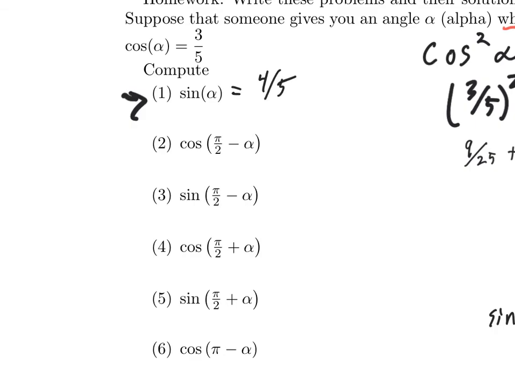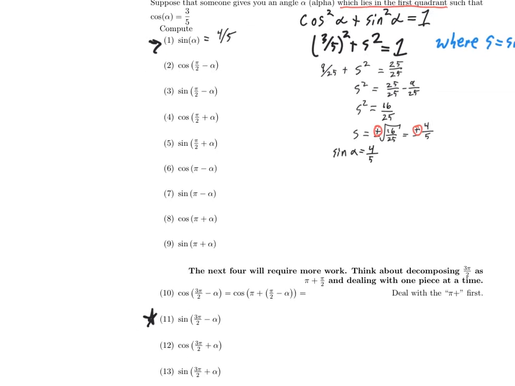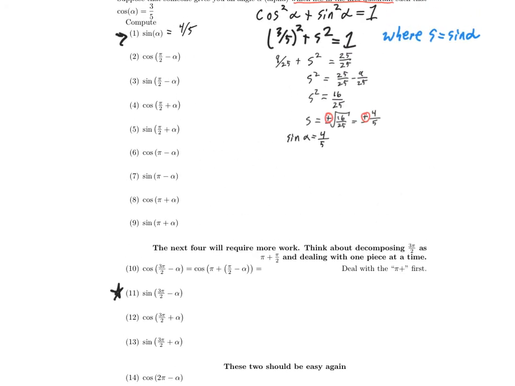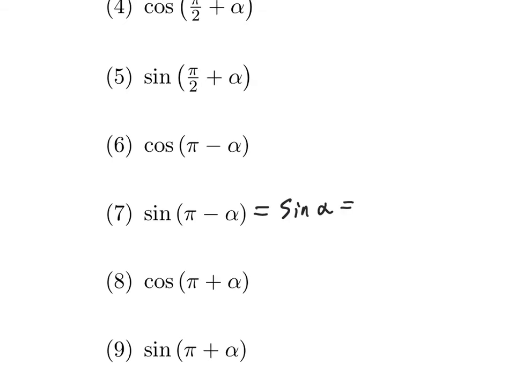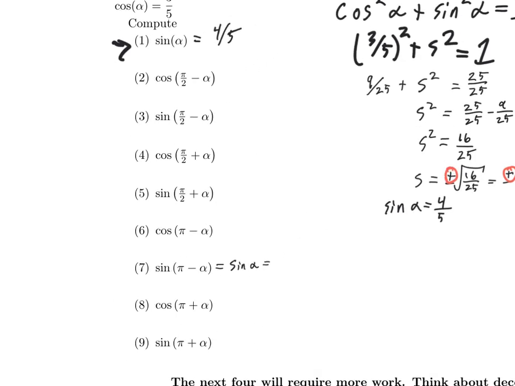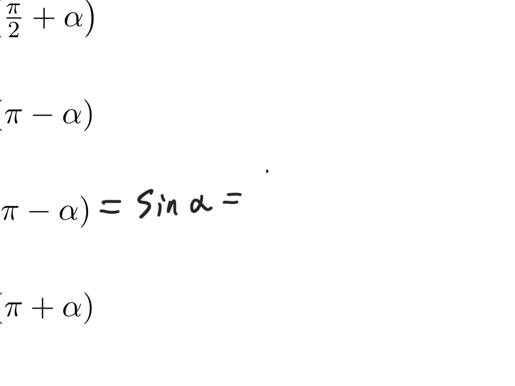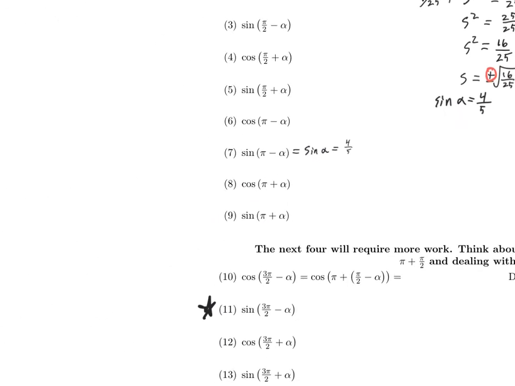To do most of these problems, it's just a matter of appealing to some of the results that we've done in the notes already. If you want to know what the sine of pi minus alpha is, well, if you look at the cover page, the sine of pi minus theta is exactly the same as the sine of theta. So the sine of pi minus alpha is the sine of alpha. And what is the sine of alpha? It's 4/5. So just do that basic procedure a bunch of times.